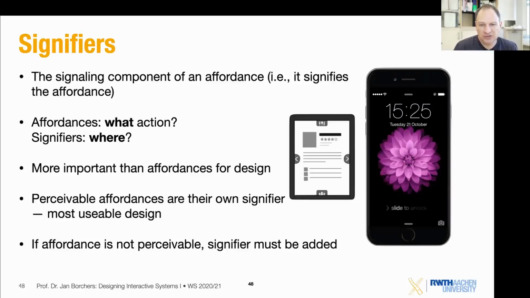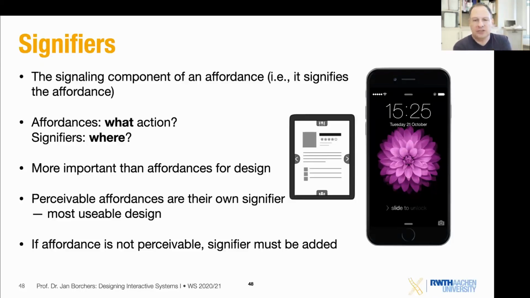For product designers in graphical user interfaces, for interface designers, signifiers are actually the more important concept, because in most cases, the physical affordances of something are already determined. It's a device, it has certain features. And so you are left to use signifiers to indicate where and how to use the device.